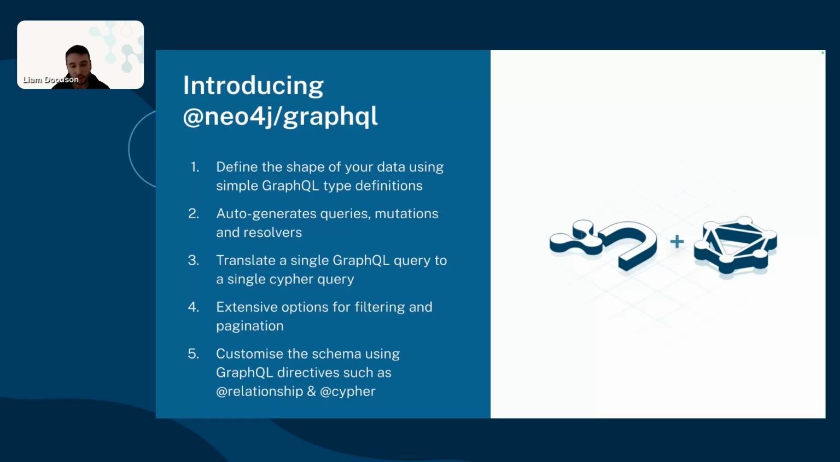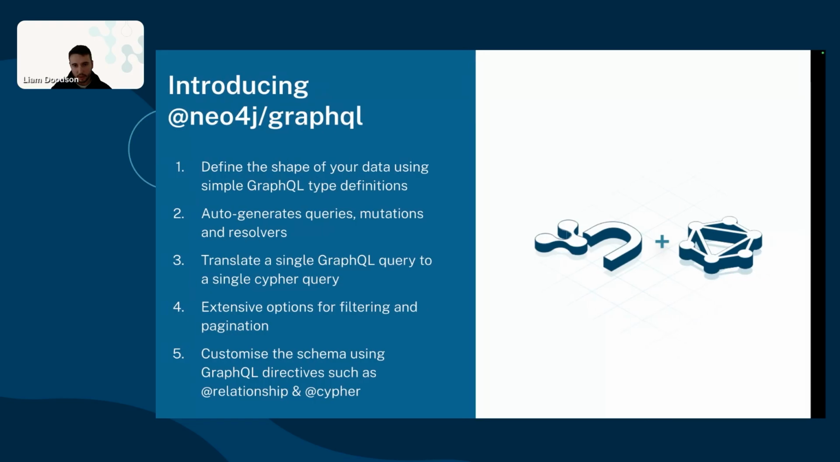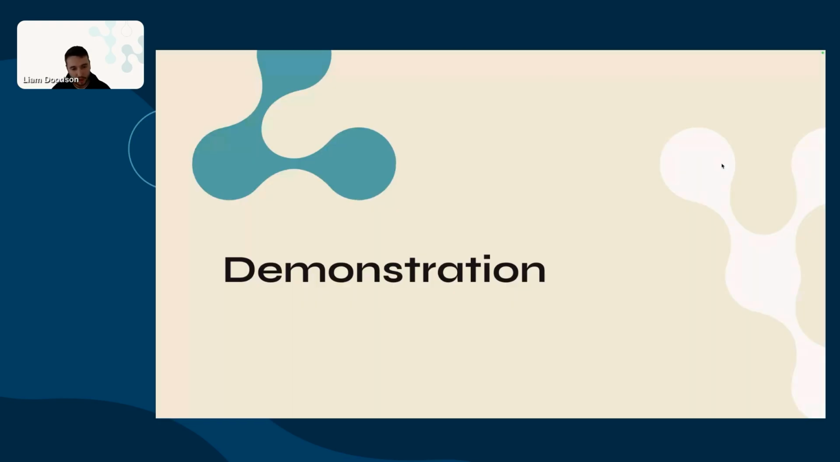And then we also provide lots of options to customize the schema, or the API that we're actually generating with this library. And I'll share a couple of examples of those in a second. So @relationship, which is going to show how we represent relationships in our database, or @cypher to extend our API with powerful graph queries. So yeah, cool. With that, it's time for a quick demonstration.